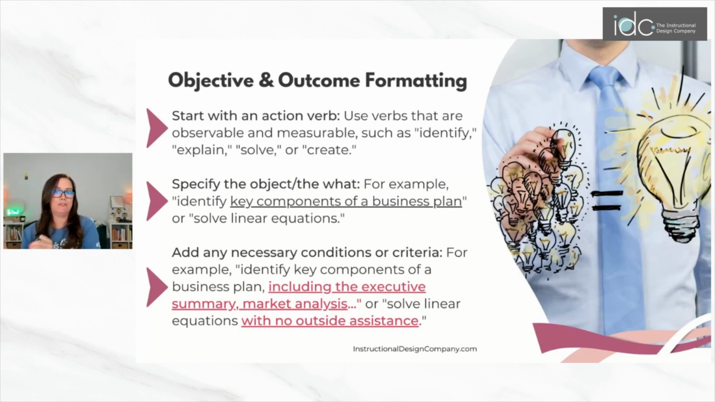And if you want to take it a little bit further, then you can add some additional criteria or conditions to help clarify it even more. So in this case, we've got identify key components of a business plan, and then we're adding some additional criteria, including the executive summary, including the marketing analysis. Or the other example here is solve linear equations. And then the extra conditions are with no outside assistance. We could use Microsoft Excel. They should be able to create formulas using the shortcut key, something like that. So these are the examples.